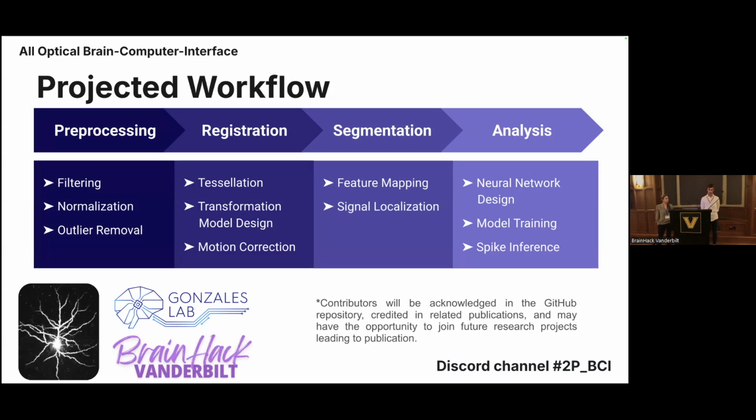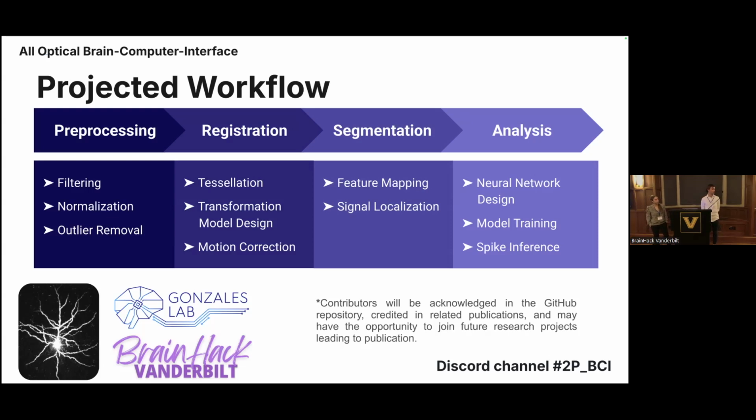The second stage of our workflow is going to be image registration. First, we're going to tessellate the image, split it up into multiple different subregions for analysis to enable cluster analysis, and then we're going to design our transformation model, the transfer function between our original images and the motion corrected images. And then finally, we are going to implement the motion correction. This is probably the primary goal, or one of the primary goals of our project.